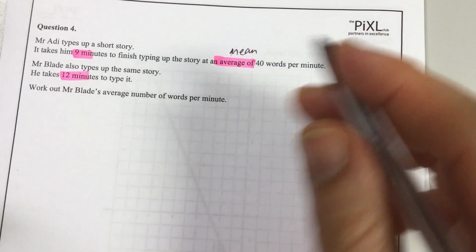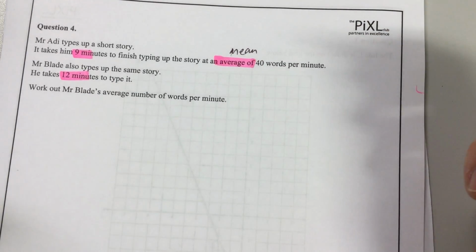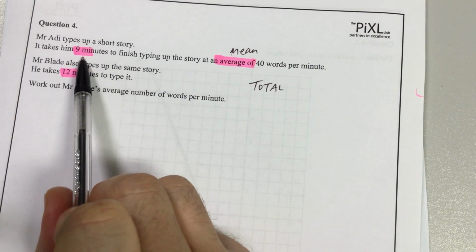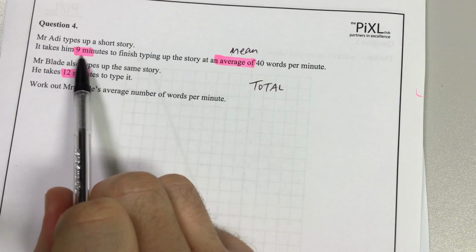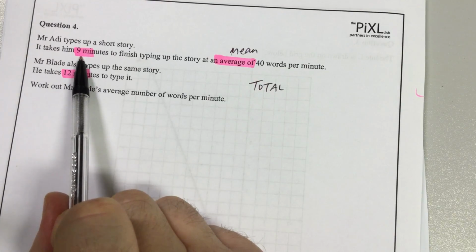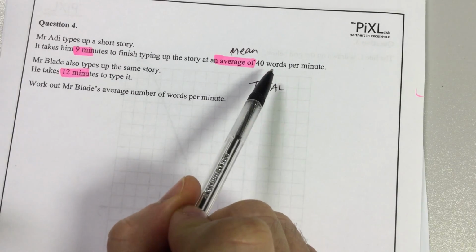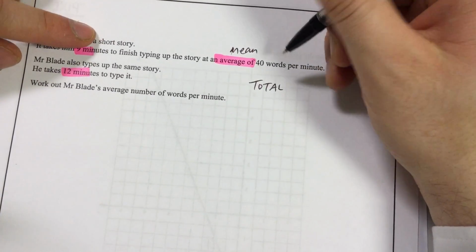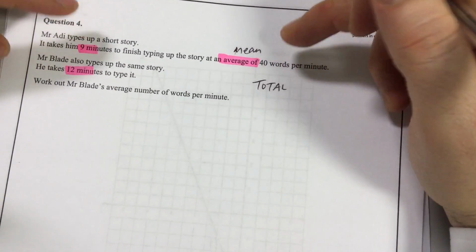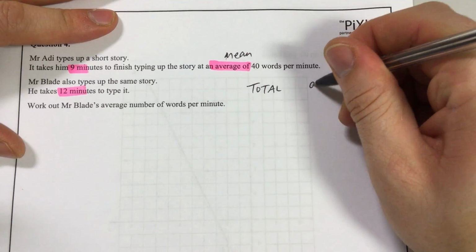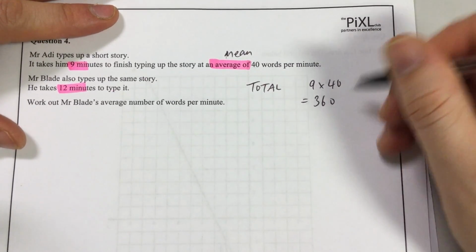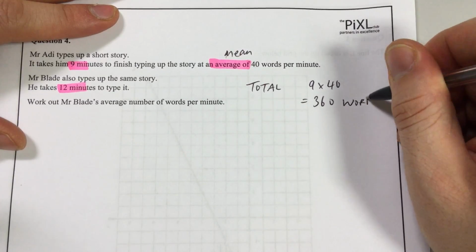To do a mean, the only way you can calculate with mean is if you know the total. If you've got no total, you can't do anything with the mean. So it's saying that for 9 minutes, he finished the story at an average of 40 words per minute. So every minute he did 40 words, and he did it for 9 minutes. So that information I can use to get my first total. So if I do 9 times 40, 9 times 4 is 36 with a 0. There were 360 words in his story.